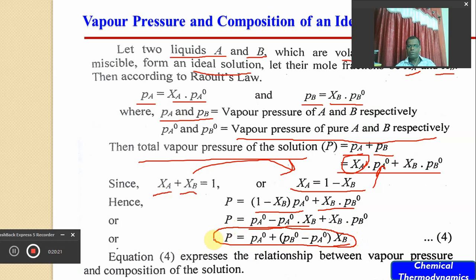total vapor pressure of a system containing two liquids which are completely miscible depends upon what? It depends upon the mole fraction of the solute. It means it depends upon the concentration of liquid B. It means it depends upon the composition. So here the total vapor pressure depends upon the mole fraction of liquid B. So this equation gives the relationship between vapor pressure and composition of the solution.